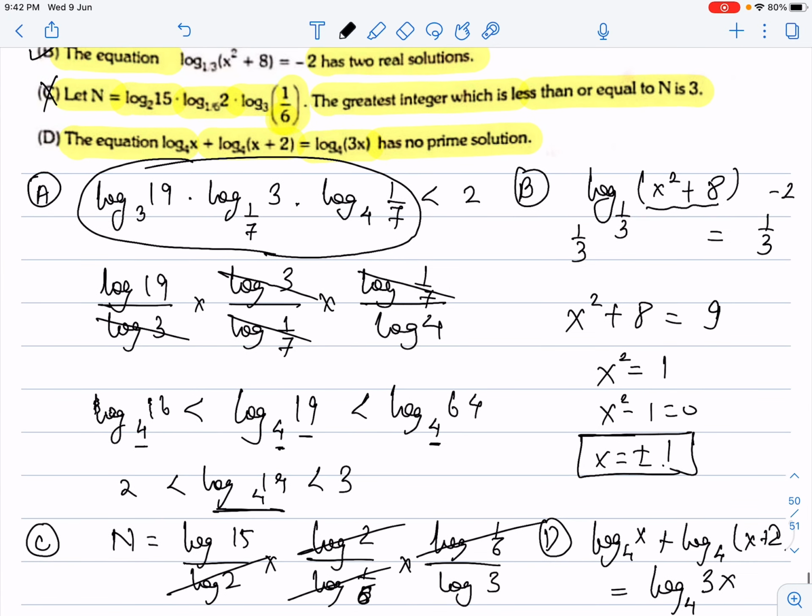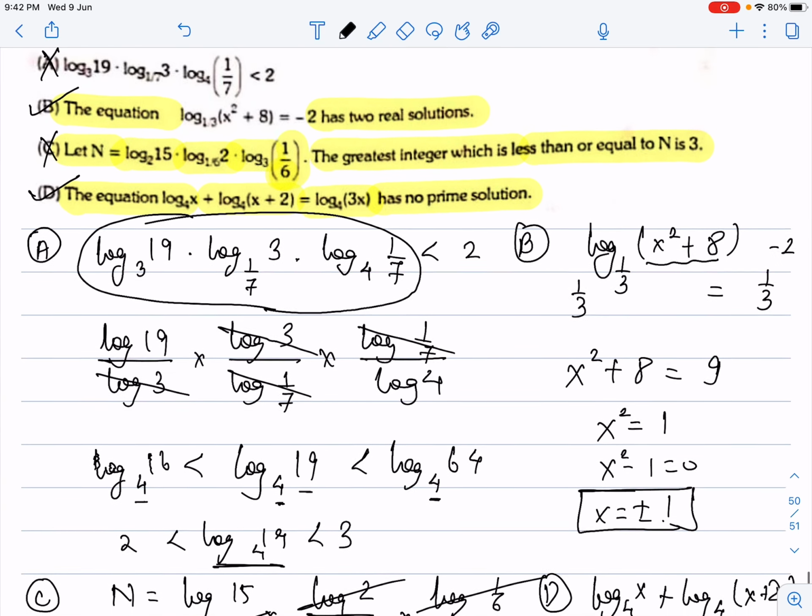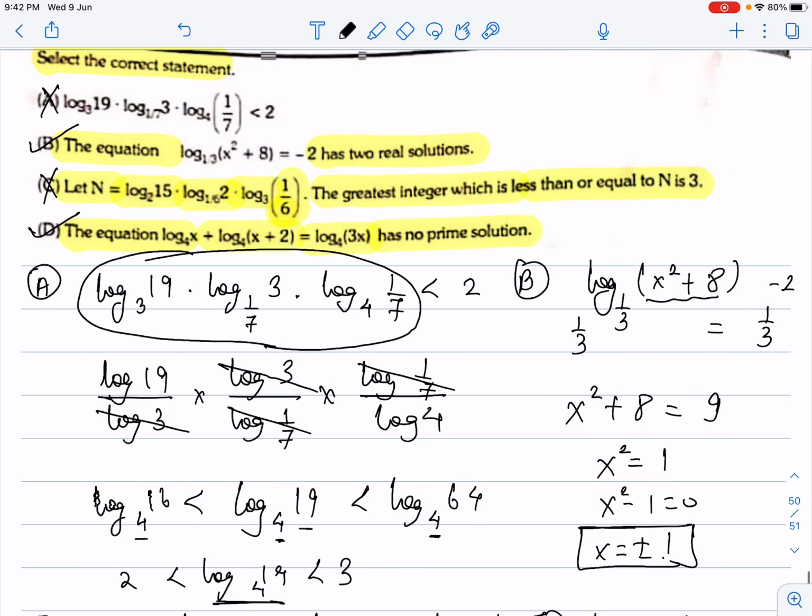So the expression has no prime solution. 1 is neither prime nor composite, so it is not a prime solution. So option D would be also going right for this question. So option B and option D would be going right for this question.